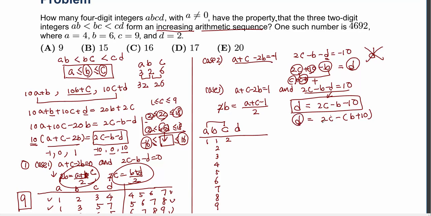D is what? Twice of c is 4. B plus 10 is what? 11, right? This is 11. 4 minus 11, not positive, right? There's no d. Impossible. When you choose b over here, b is 2, that is a plus c is what? 5, isn't it? Maybe you can choose 1 plus 4. In this case, twice this number is 8, but when you add this one, 12. 8 minus 12 cannot be positive digit. It's not working. Okay, what about 3?